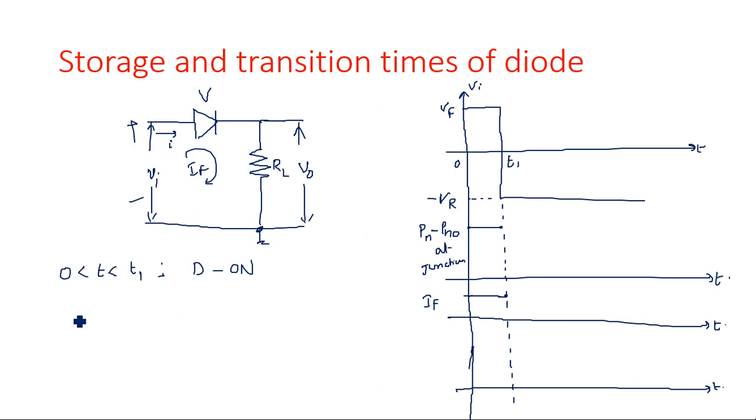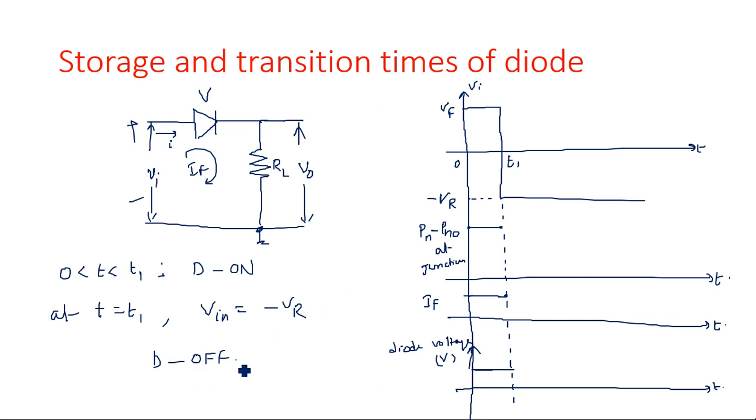Now suddenly at t equal to T1, what happens? We change the input voltage to minus Vr. What about the diode now? The diode should be in the off state. See, it is the forward bias voltage, and the last one is the diode voltage. What is the diode voltage? The diode voltage is indicated as V in the diagram. Now this diode voltage is a small value like this.